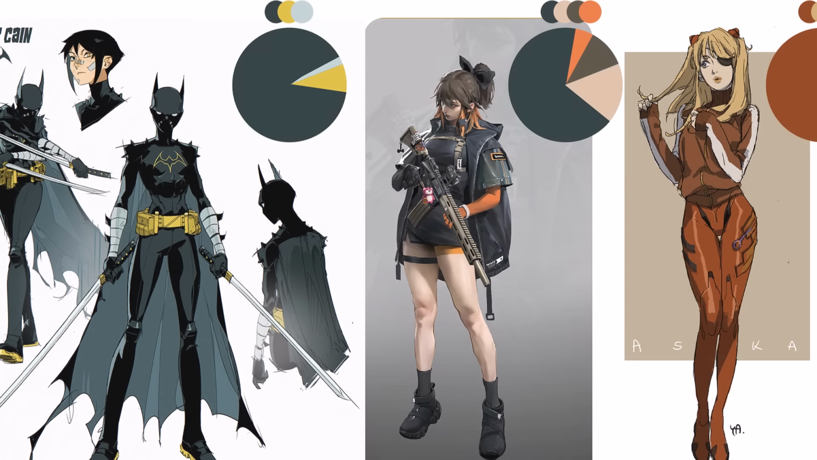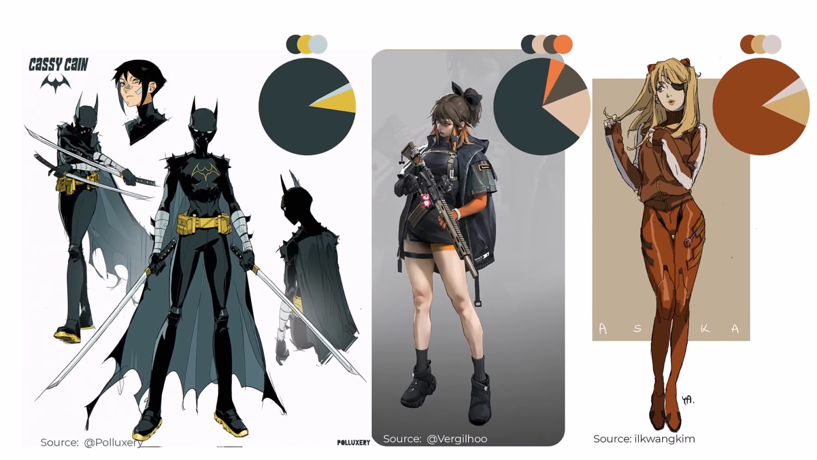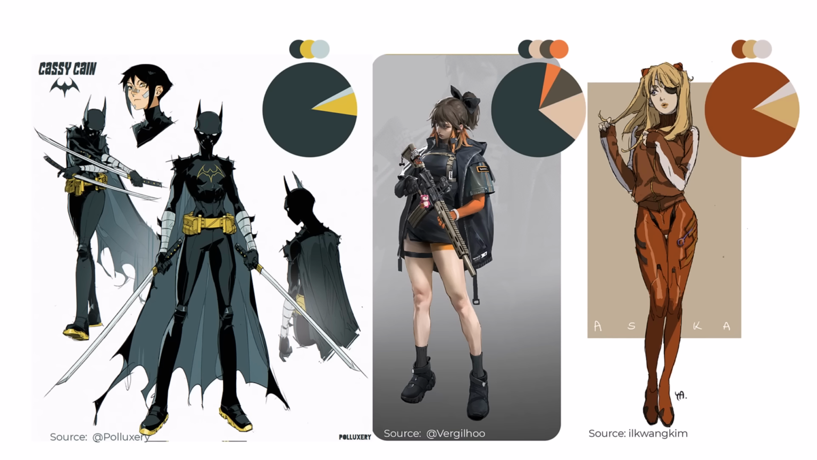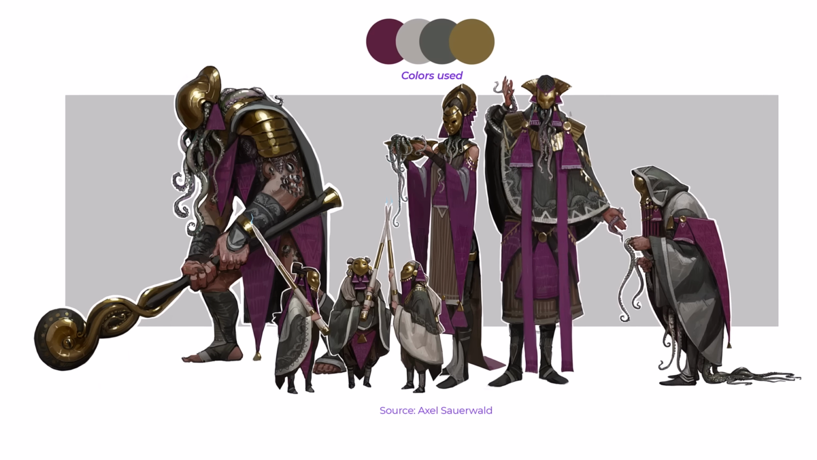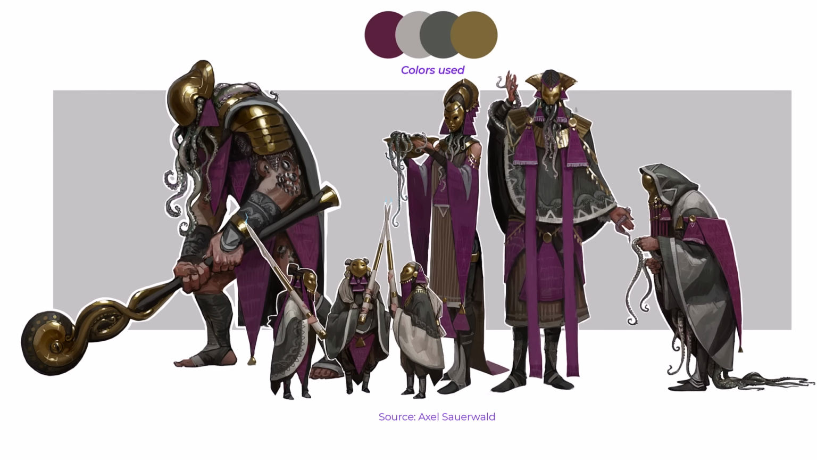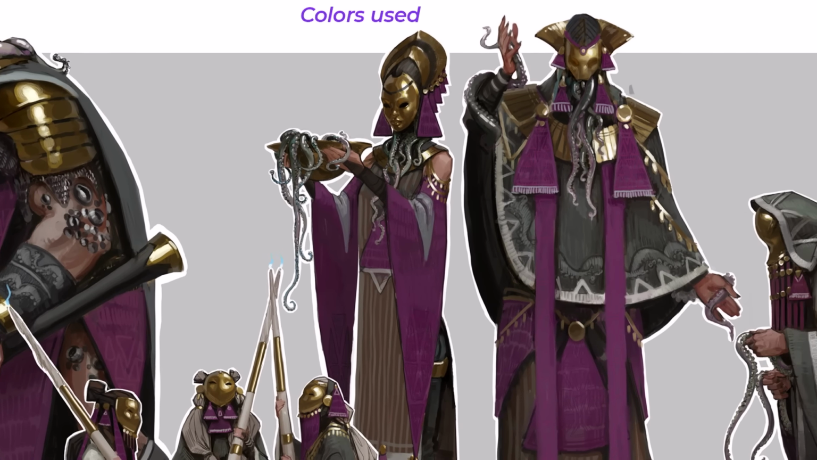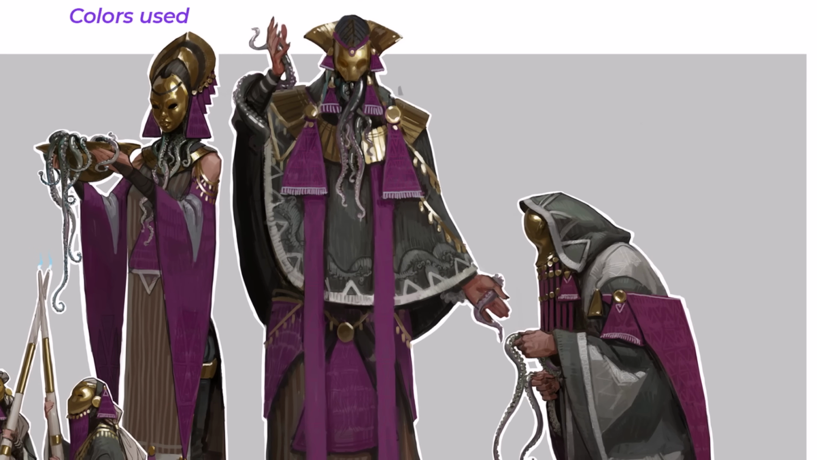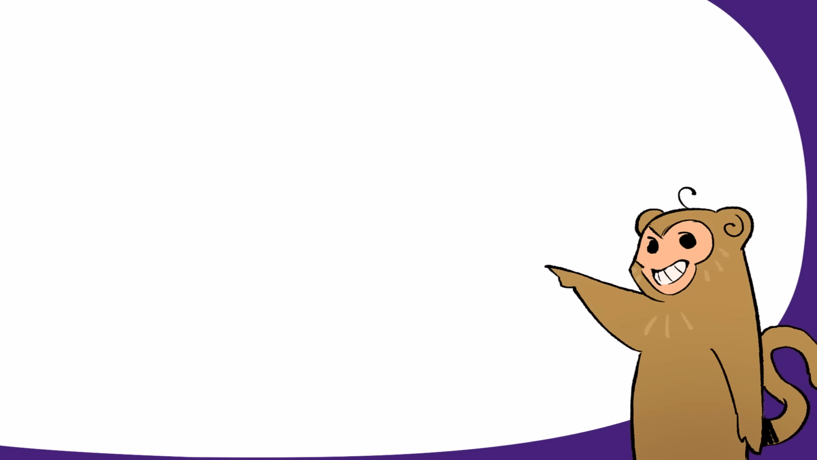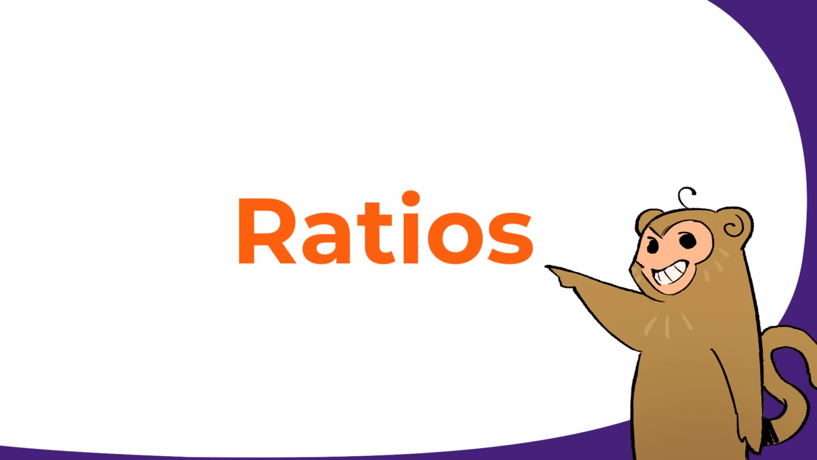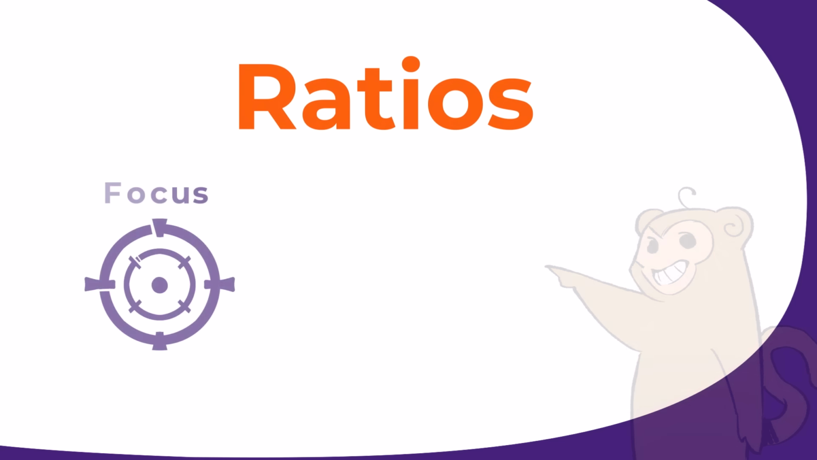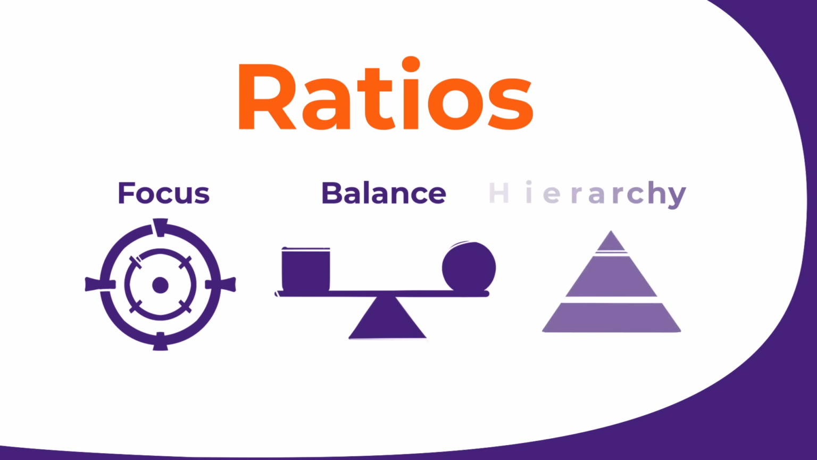Now, let's look at some limited color palettes. We can clearly see that these designs look dope despite having a limited palette. Here's another example by Axel Sauerwald. He's created a whole lineup of characters using the same palette and made it work. So, how is that? He is cleverly using ratios, and ratio controls focus, balance, and visual hierarchy.